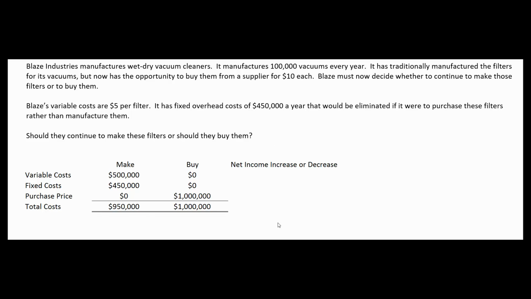So let's take a look at this last column because this is where I always get confused. Let's subtract from left to right. 500,000 minus 0 is $500,000. 450,000 minus 0 is $450,000. 0 minus $1 million is a negative $1 million. So you total up these and you find out that we're $50,000 to the bad. In other words, our costs would be $50,000 higher if we were to buy these parts instead of make them.